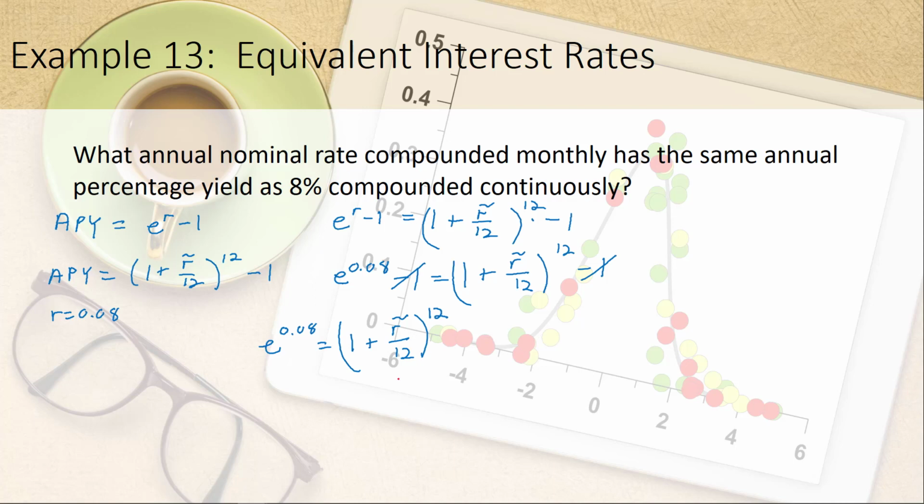Okay, now I want to take the 12th root of both sides. So I'm going to raise each side to the 1/12th power. So 1 over 12 here, and 1 over 12 here. Okay, and that is going to give me e to the 0.08 raised to the 12th root of that, and we can actually compute that. It's just basically raised to the 1 over 12 power.